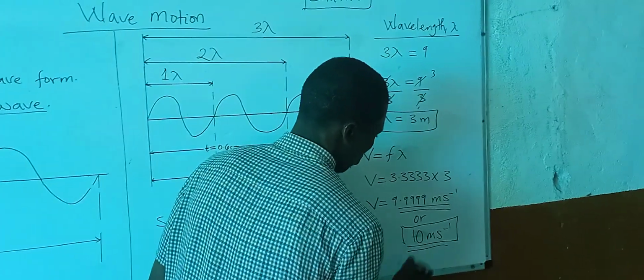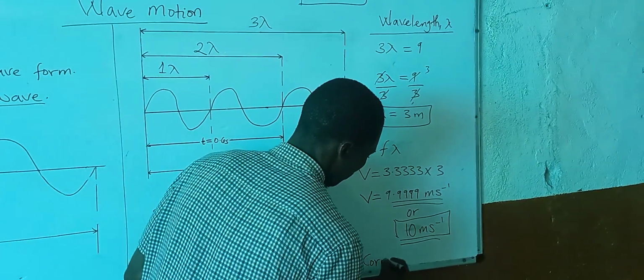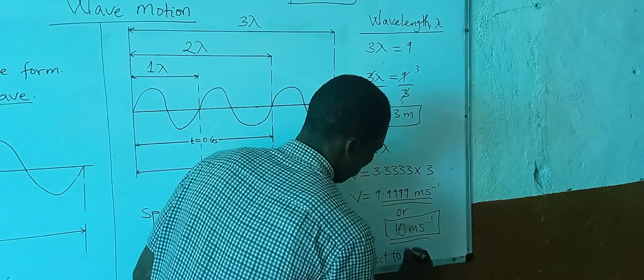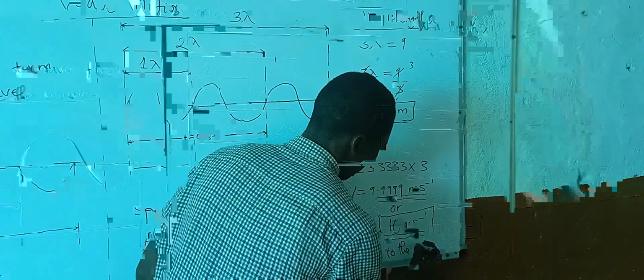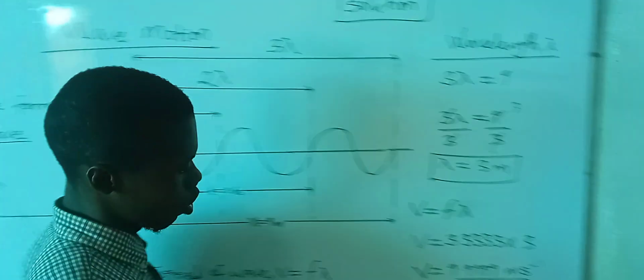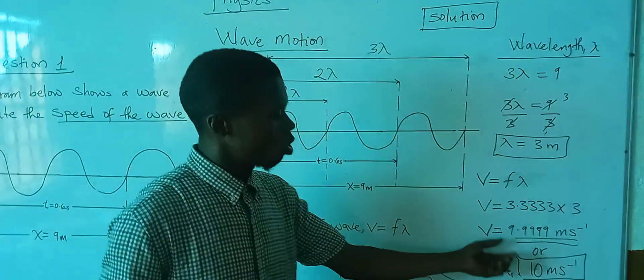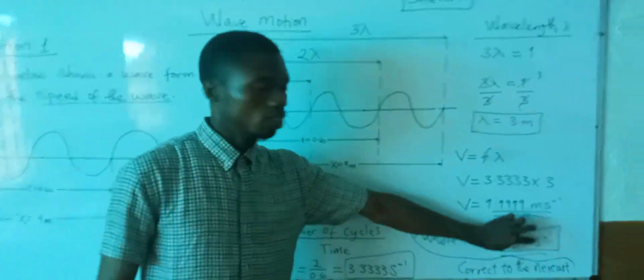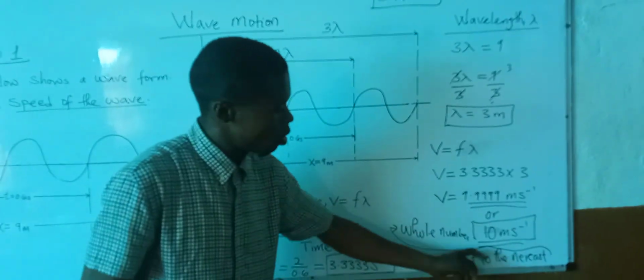This one is correct to the nearest whole number. So this is the answer to the question. You either use this or this one if you are not restricted. But if you are restricted, say leave your answer to the nearest whole number, you give this.